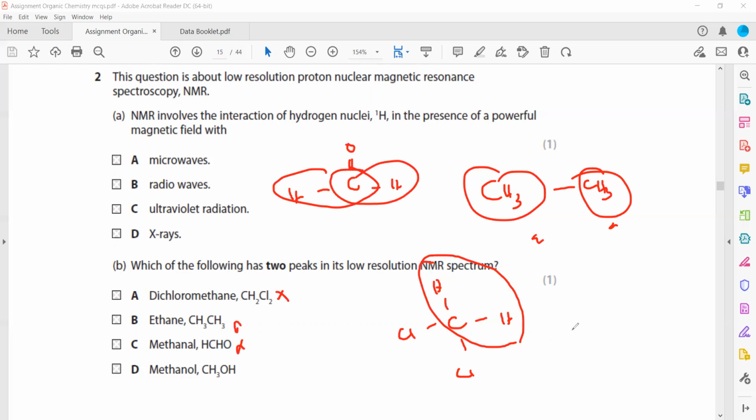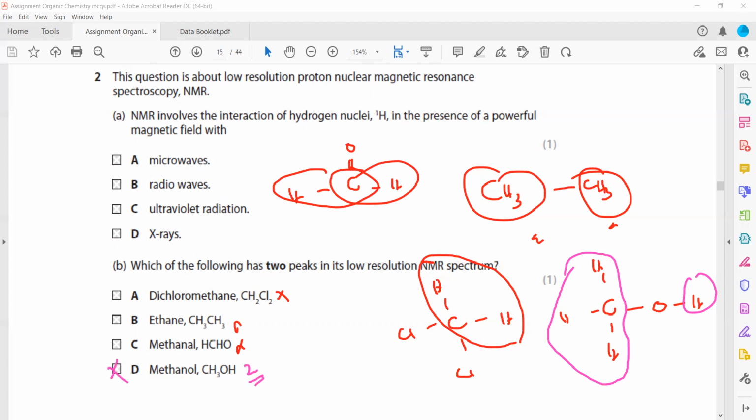But when we check this one, this whole is one hydrogen environment, and this is the other hydrogen environment. So two different hydrogen environments are there. That's why D is the right answer for this. Is it clear?